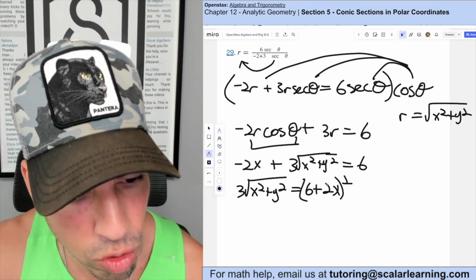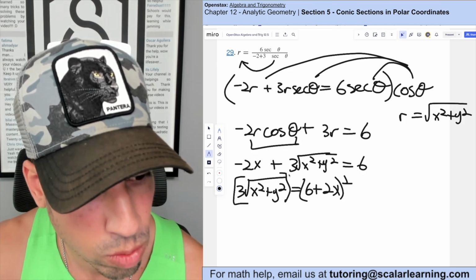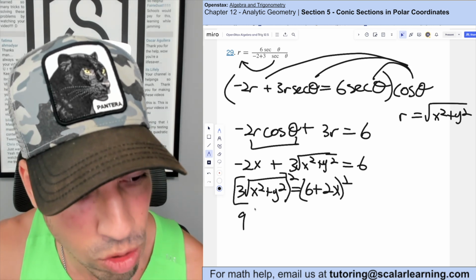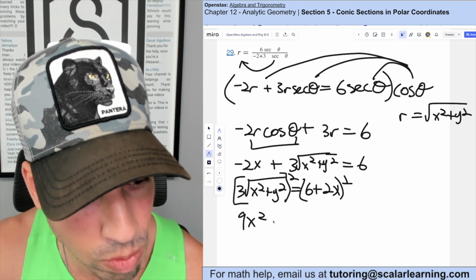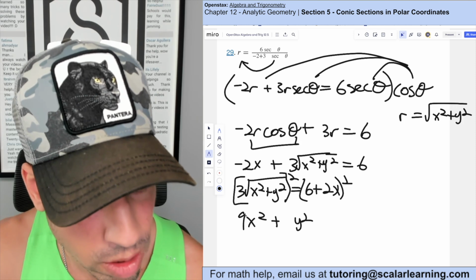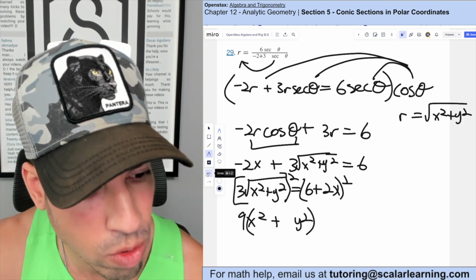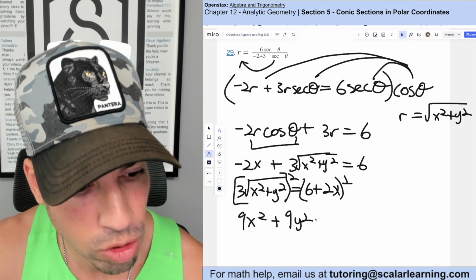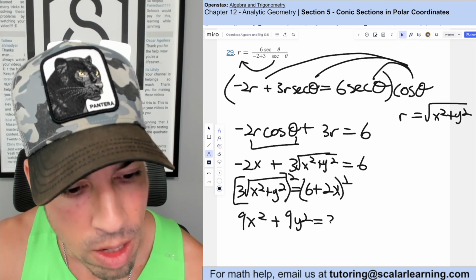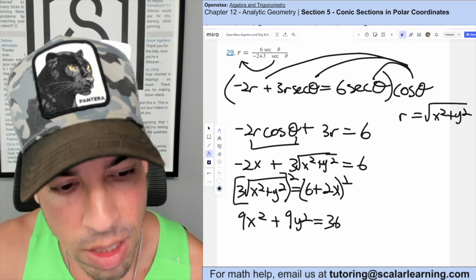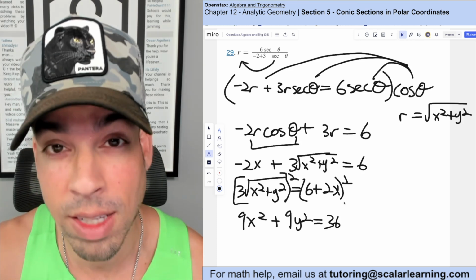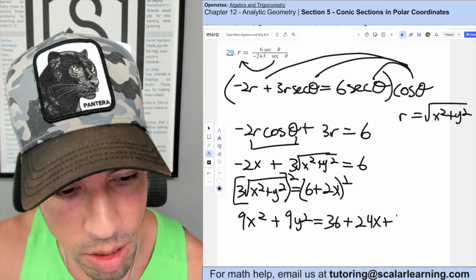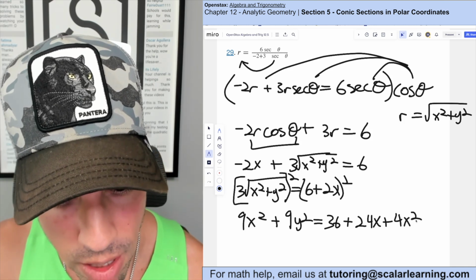Now we're going to square both sides. Over here, 3 squared is 9. Squaring the radical kills the radical. So we got x squared plus y squared, still in parentheses, but let's go ahead and distribute that 9 in this step. The 9 jumps to each of those terms, and that's equal to, let's FOIL this out, 36, 6 times 6, plus 6 times 2x plus 6 times 2x, because again we're FOILing the binomial, so that is 24x, and then plus 2x squared, which is 4x squared.